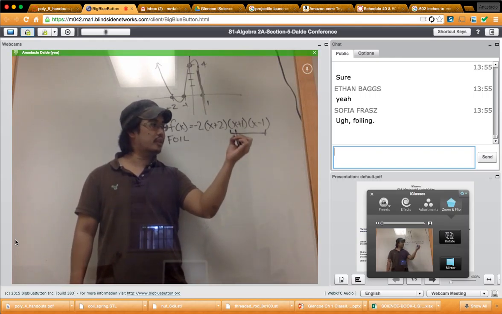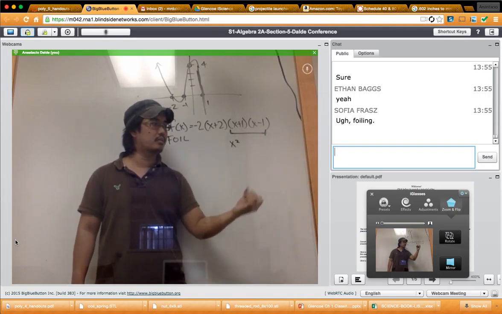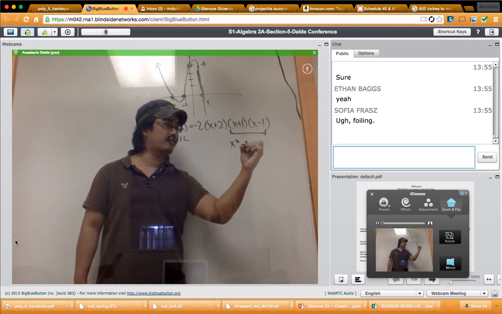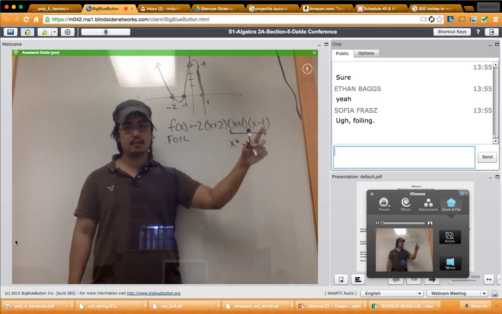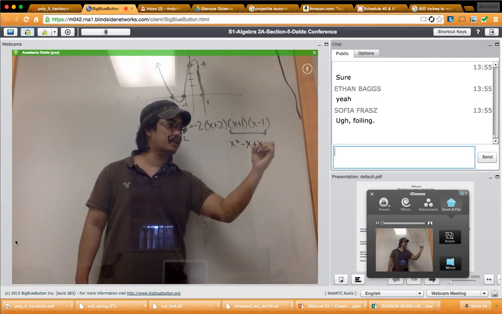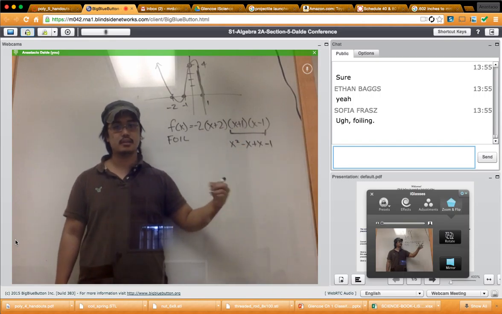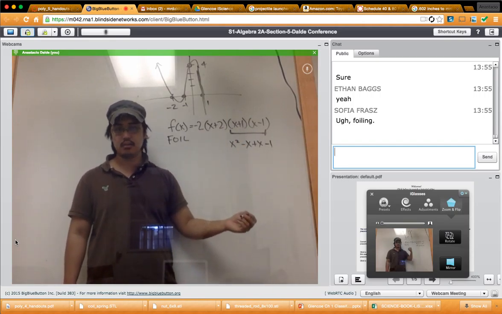So foiling, first would be x times x, so I have x squared. The outers would be negative x, because x times negative 1 is negative x. Inners would be plus x, and last would be negative 1, because 1 times negative 1 is negative 1. Did I lose you there?